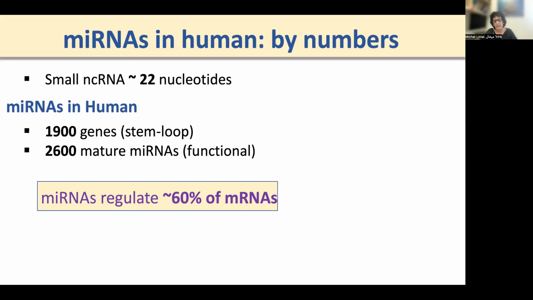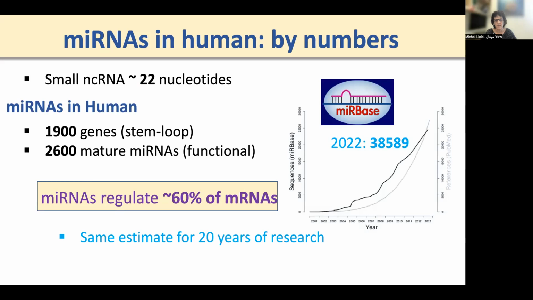It is also known that about 60% of those transcripts are regulated by any of the microRNA in the cells. However, quite surprisingly, this number did not change over 20 years of research, from the beginning of the field till now. And we also know that many of the microRNA have actually very poor evidence. We are not sure about their activity.